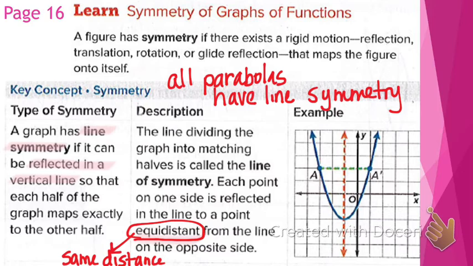So for this example here, in your book, notice how you have this red line. See that red line? That's your line of symmetry. This is the line that divides the parabola into two equal halves. So this side of your parabola is exactly the same as this side. They're two equal halves. Any questions about that? Pretty simple, self-explanatory. All right, let's go to the next one.